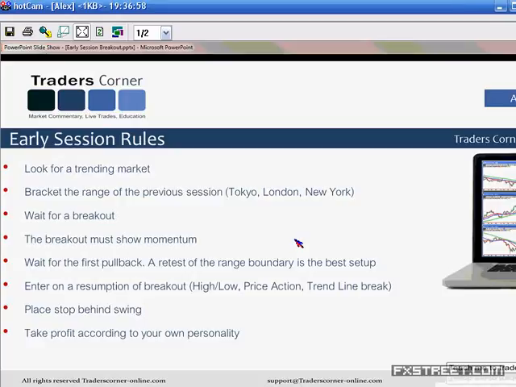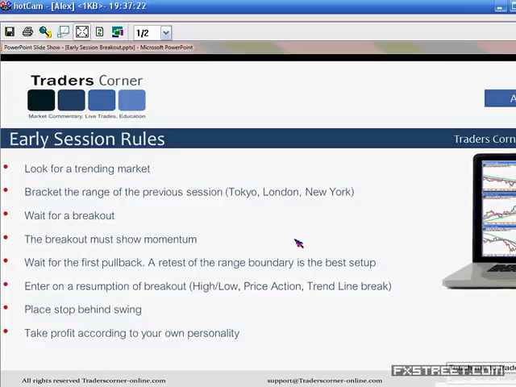So you want the previous price action, yesterday's price action, not to be too congested and too disgusting, so to speak. You want it to be pretty price action. You want the markets to be harmonic, right? So we're looking for a trending market. That means an aesthetically pleasing chart. What you will then do is you then bracket the range of the previous session.